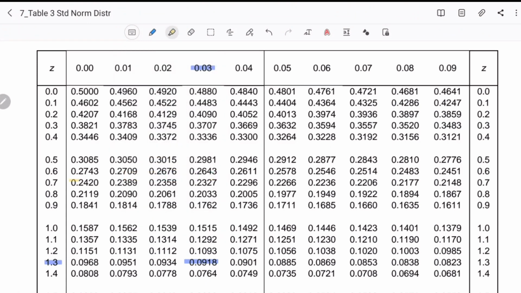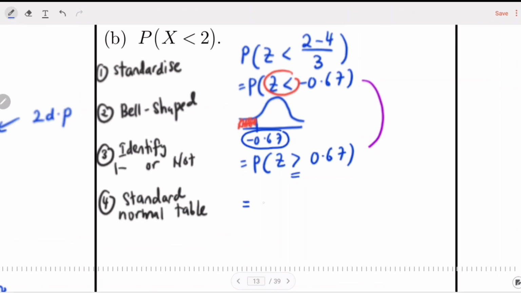So take a look at 0.6 here, and then the second decimal would be up there, 0.07. So here is the value, 0.2514.